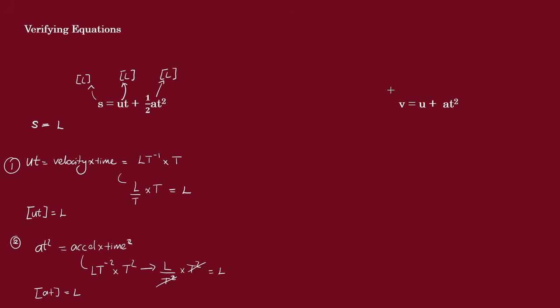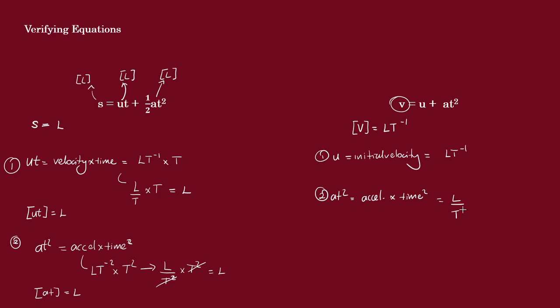Okay, so let's look at this for a moment. V is equal to U plus at squared. Okay, we find the dimensions of what is being equated to. Know that V is velocity, so that should be L per time. Our first product term is U, which is also initial velocity, which is length per time, which is really cool. And then the second product term, that's at squared, is acceleration times time squared. And acceleration is length per T squared times T squared, which is going to give us L.